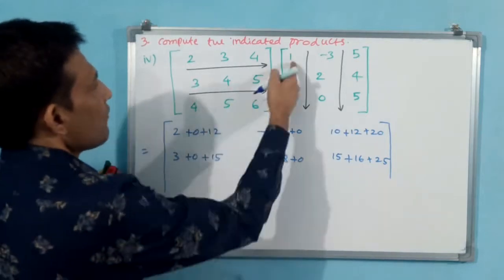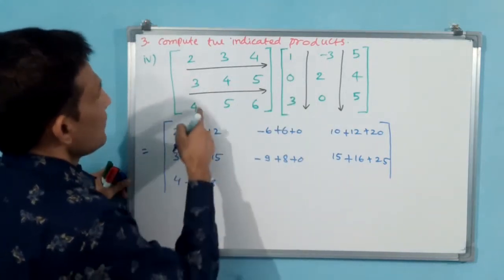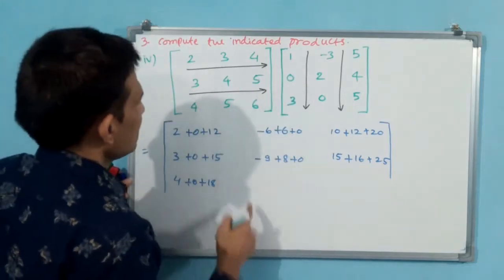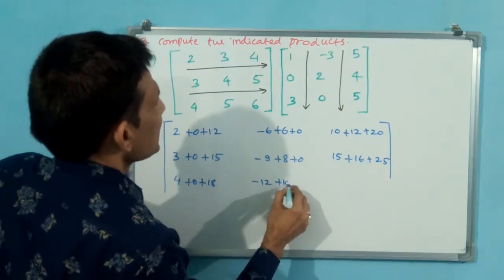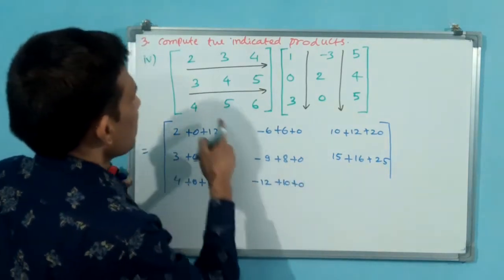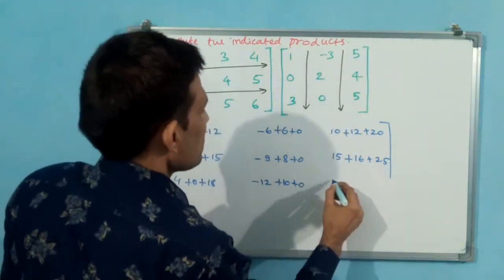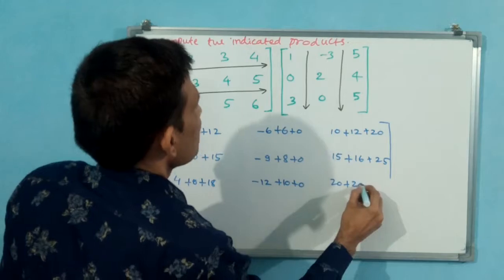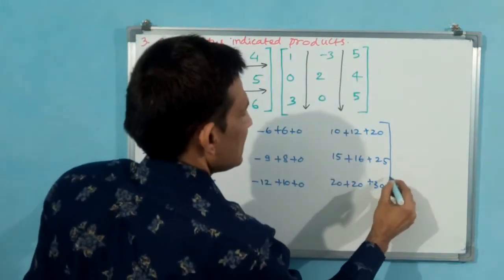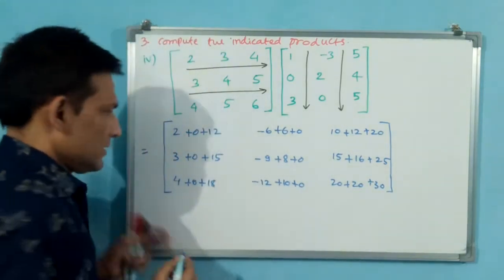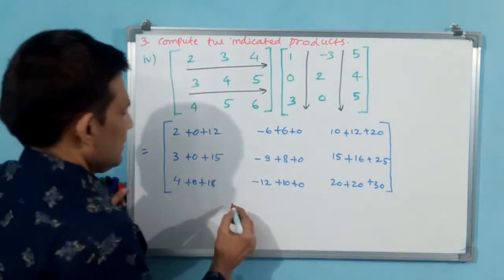Now 4 plus 0 plus 18. Next minus 12 plus 10 plus 0. Now 4 into 5, 20 plus 20. 4 into 5, 20, 5 into 4, 20, 6 into 5, 30. Now this is a bigger one, what we can say.